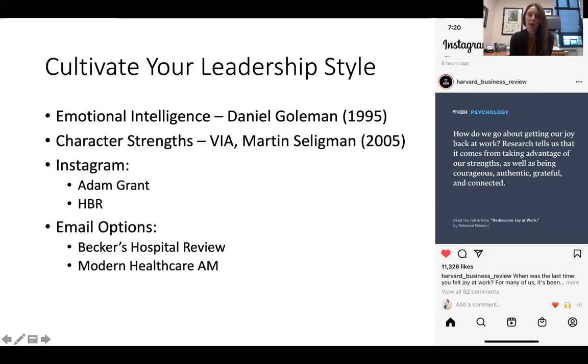And this week, we'll also talk about something called character strengths. So while emotional intelligence really came to the forefront in the early 2000s, around that same time, this notion of character strengths.